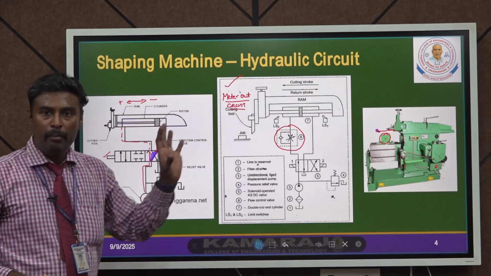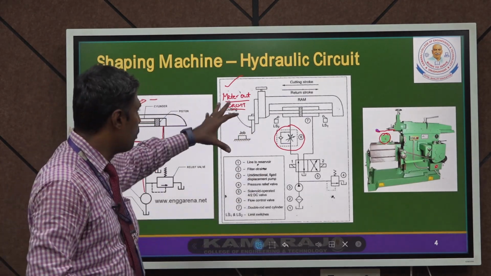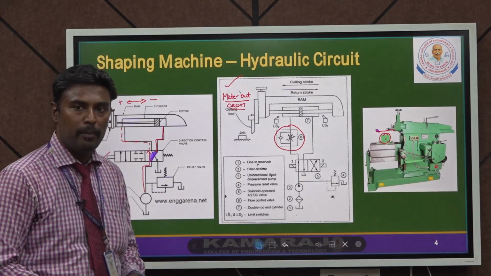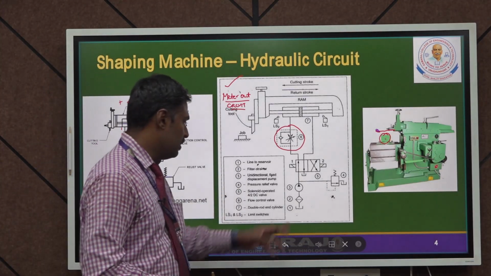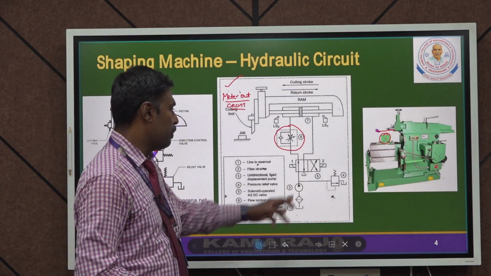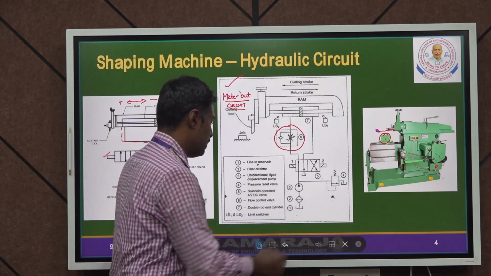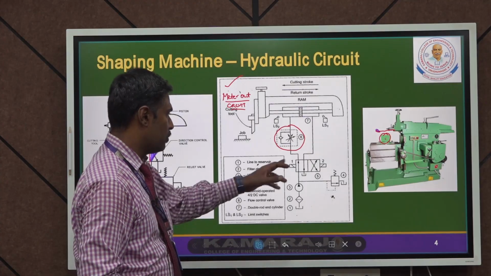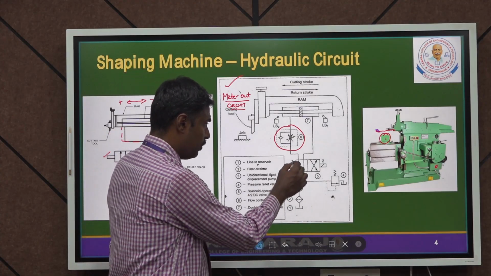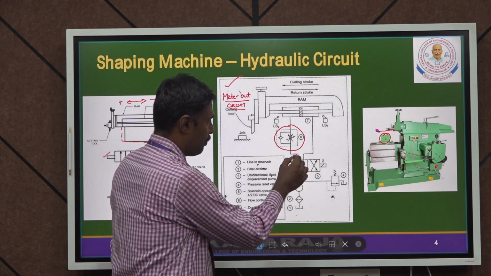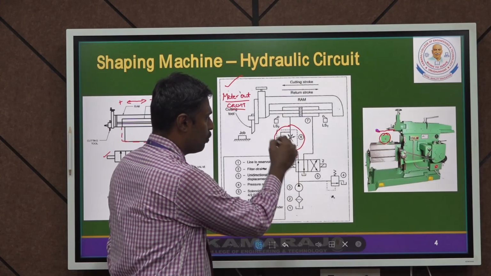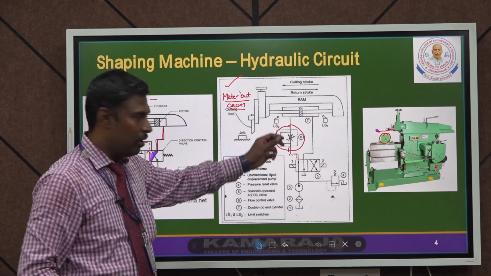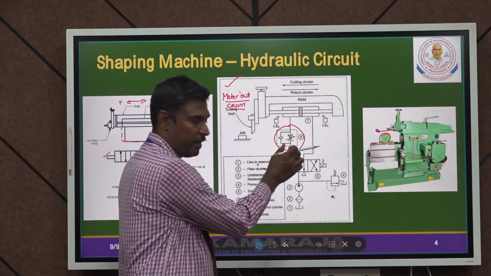Hydraulic circuits. The same meter-out hydraulic circuit is applied in this particular shaping machine. If you look at this, as usual, the cylinder associated with the pump is connected to a solenoid-operated 4x2 valve. If the solenoid is operated, the fluid flows from this direction through a throttle valve setup.